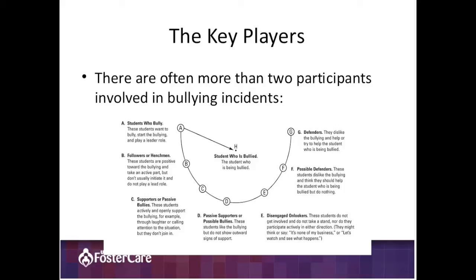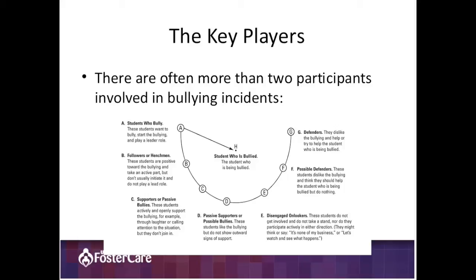There's also another group, C, the supporters or the passive bullies. These students actively and openly support the bullying, for example through laughter or calling attention to the situation, but they don't join in. If you've ever seen high school movies, when one kid starts a fight with another and they end up rolling around on the ground, there's a group of students standing around them, cheering on or laughing or calling attention to the situation. They would be considered the supporters or the passive bullies.